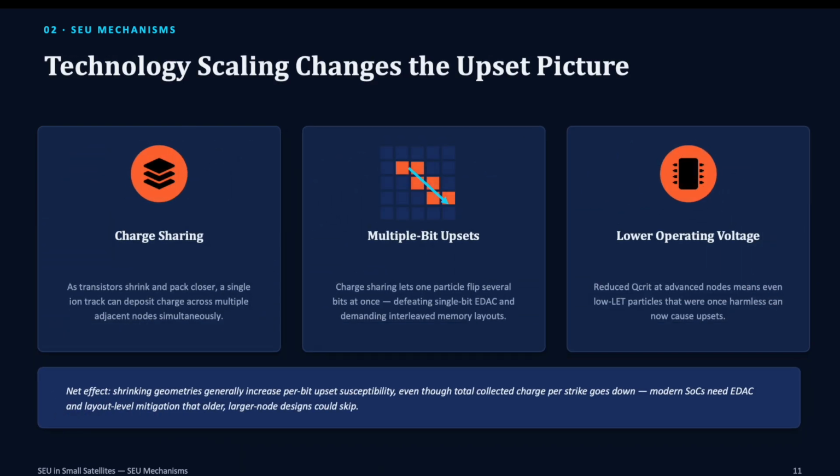Hardware technology miniaturization has led to a general increase in per-bit upset susceptibility that propagates through simultaneous charge deposition, multiple bit upsets by one particle, and lower critical charge needed to cause the upsets.